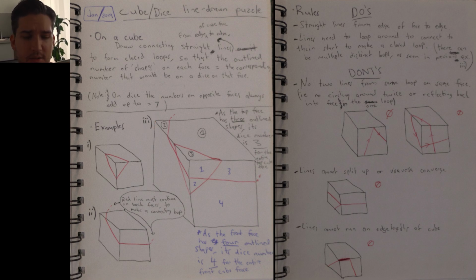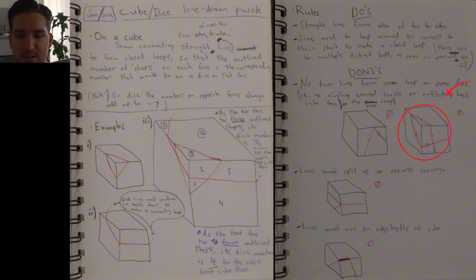Alright, now to explain the rules. Straight lines from edge of face to edge. Lines need to loop around to connect to their start to make a closed loop. There could be multiple distinct loops as seen in previous example 3. Do not: no 2 lines from same loop on same face, i.e. no circling around twice or reflecting back into face in the one loop.